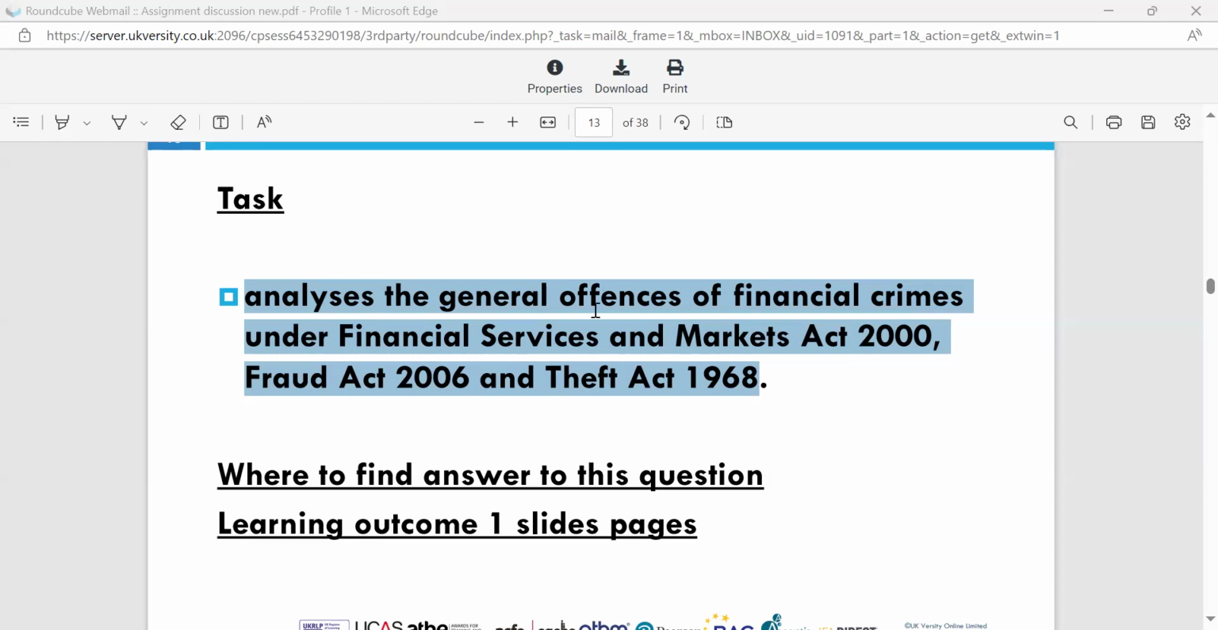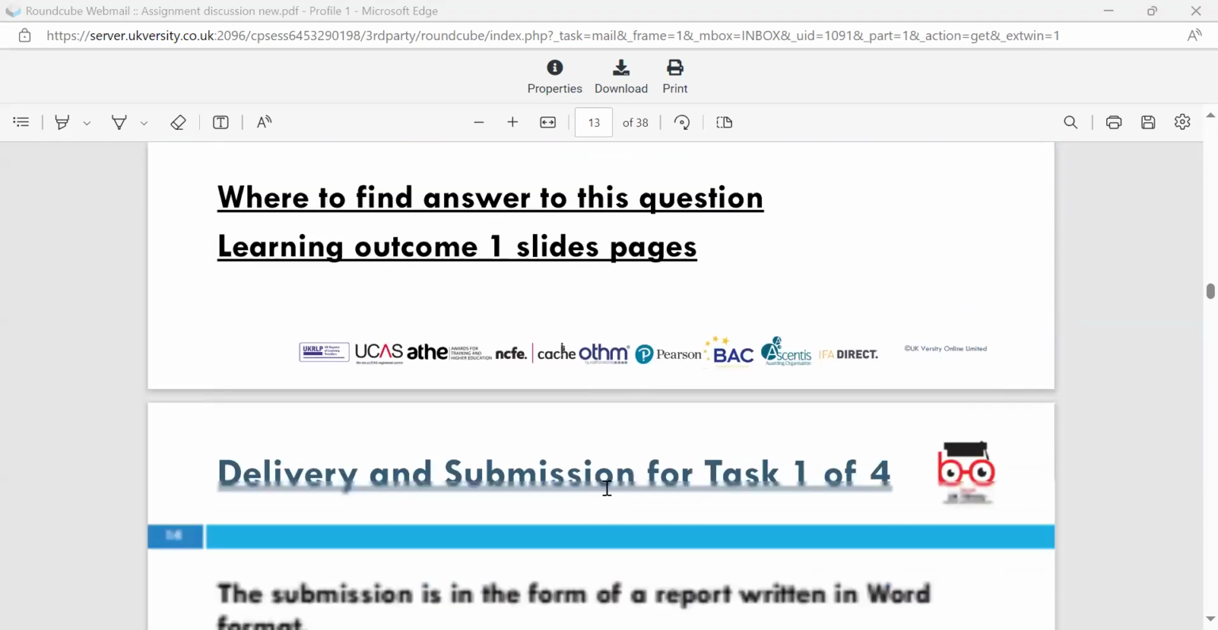Slides, Learning Outcome 1 and 7 onwards. So that would give you literally an answer to this, but also do extra reading around that, okay?